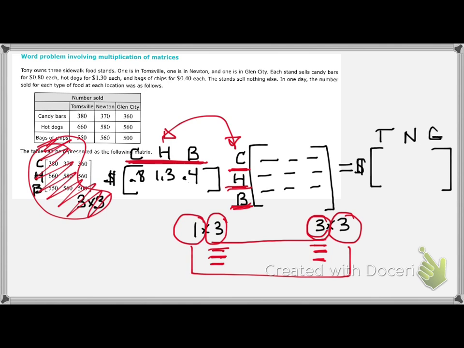And when I multiply this one matrix by this other matrix and get this result, what it's going to show me is what's the total money made in Tomsville? What's the total money made in Newton? What's the total money made in Glen City? Now that's a pretty neat result, really, because we're talking about Tomsville, Newton, and Glen City.